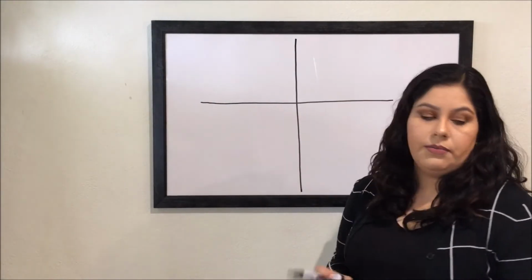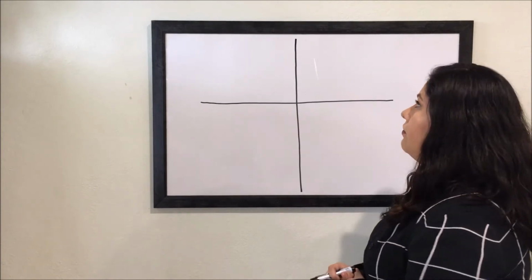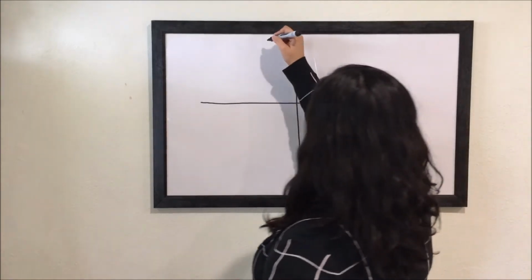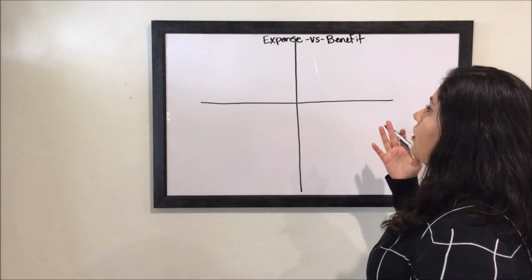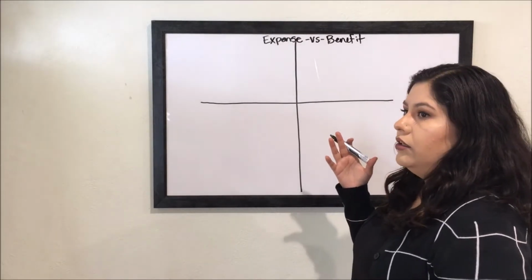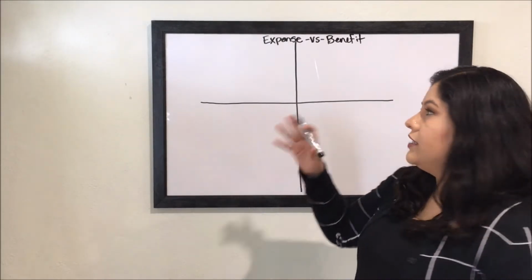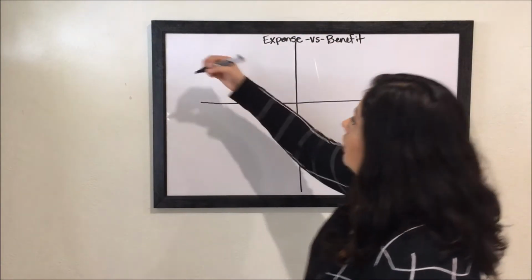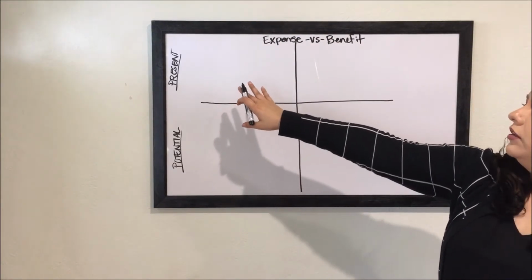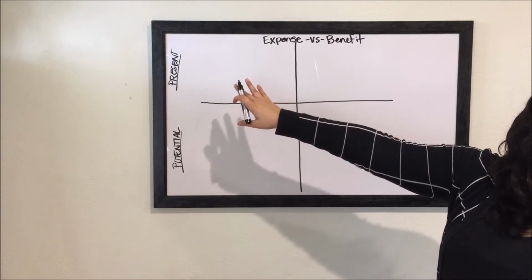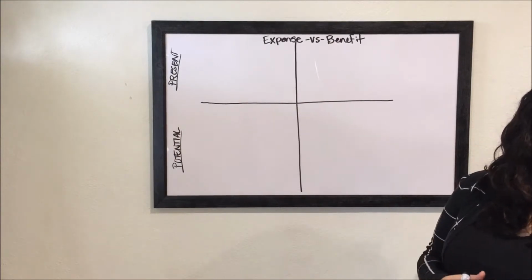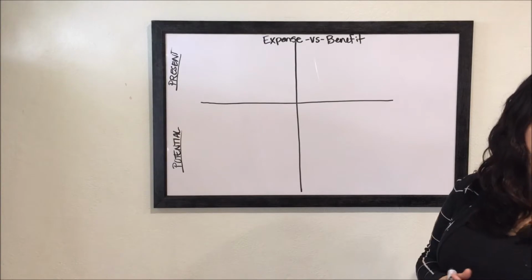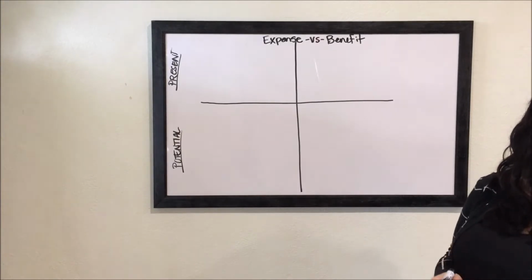This is gonna be called the expense versus benefit model. In this exercise, we're going to be looking at your present situation and then your potential situation. Right here on the left hand quadrant, you're going to ask the question, what is the expense or the cost to stay in this present situation?